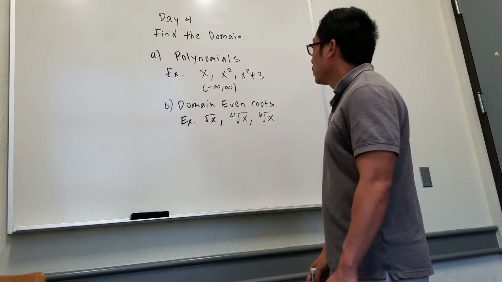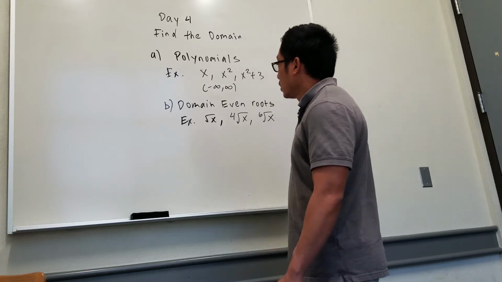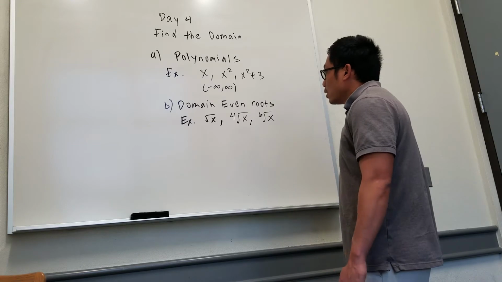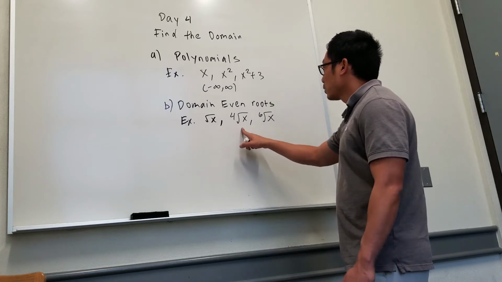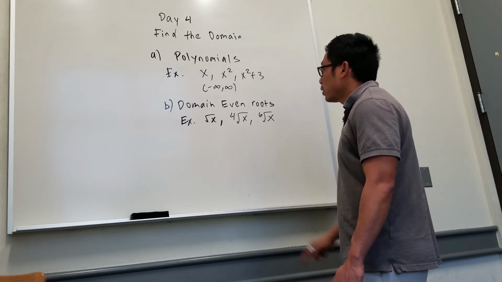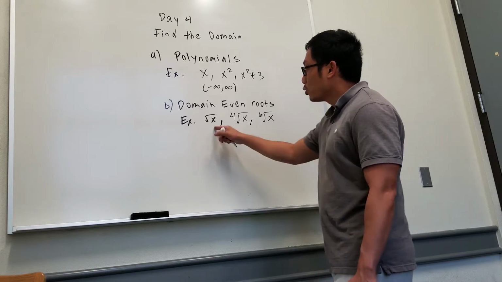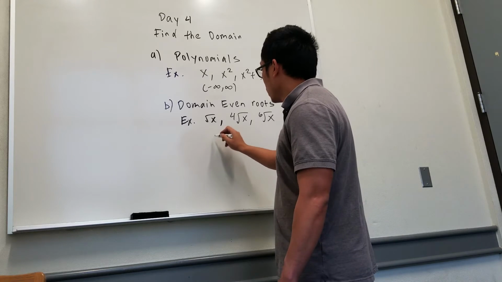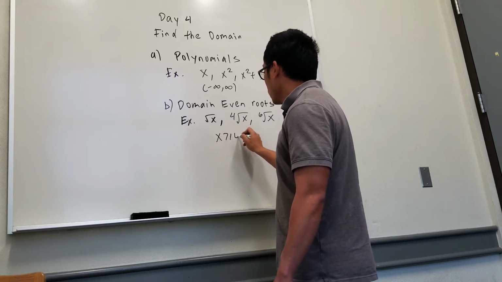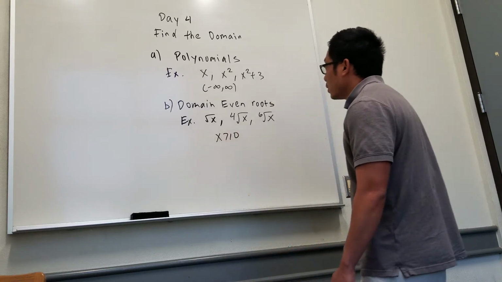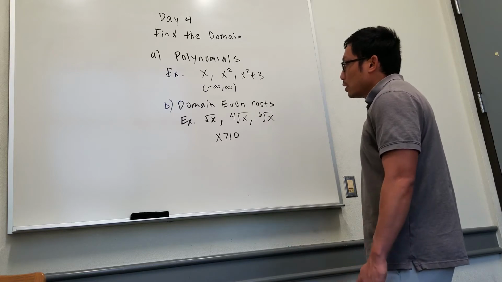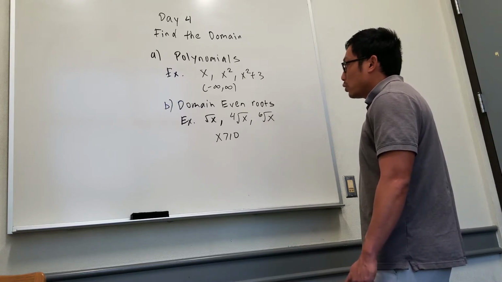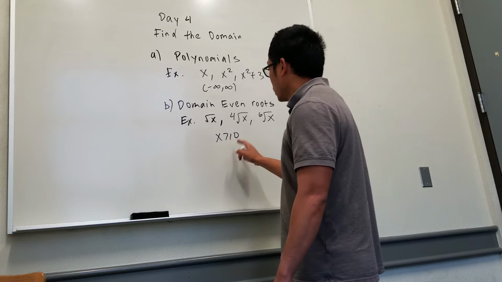So domain of even roots. Examples are square root of x, fourth root of x, sixth root of x, these are all even. So for the domain of this, let's just go to the most common one, square root of x. What's the domain of that? What's inside has to be greater than or equal to 0. Why is that? Let's say I don't know this, or nobody had told me this. Why is this the case?